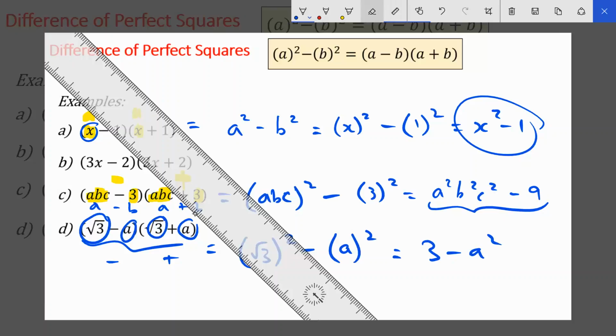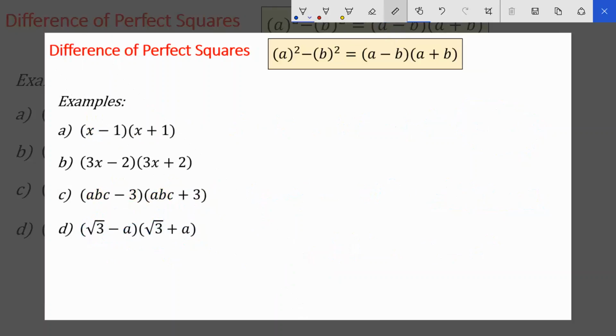Now, the next question is, what happens if it doesn't work out? Next question is, what if I gave you this? Let's do it in the reverse. In factorising, what if I gave you 3x squared minus 1? Now, this is still a difference of perfect squares. If I asked you to use difference of perfect squares to factorize it, what would this equal to?